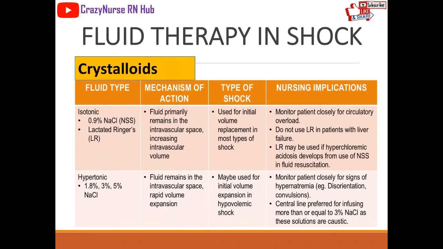First, we have your crystalloids. So we have the isotonic and hypertonic. For the isotonic solutions, we have your 0.9% sodium chloride, or the NSS or normal saline solution. Also, we have your lactated ringers solution.